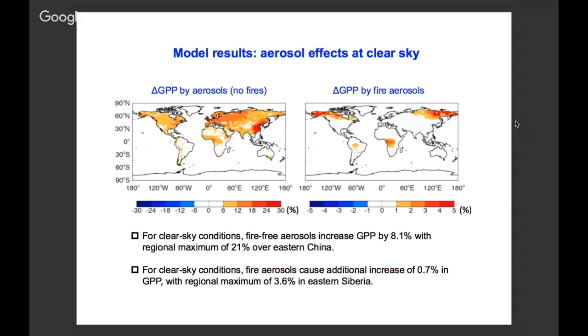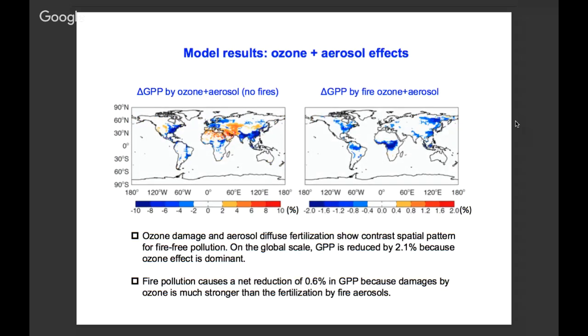However, because of the dense cloud, especially in some forest regions, it will mask the aerosol effect. Finally, we put aerosol effect and the ozone effect together. We found that without fire perturbation, the effect by ozone and the aerosols shows a contrasting spatial distribution, with ozone damage located in wet regions, but aerosol effect fertilization in arid regions.